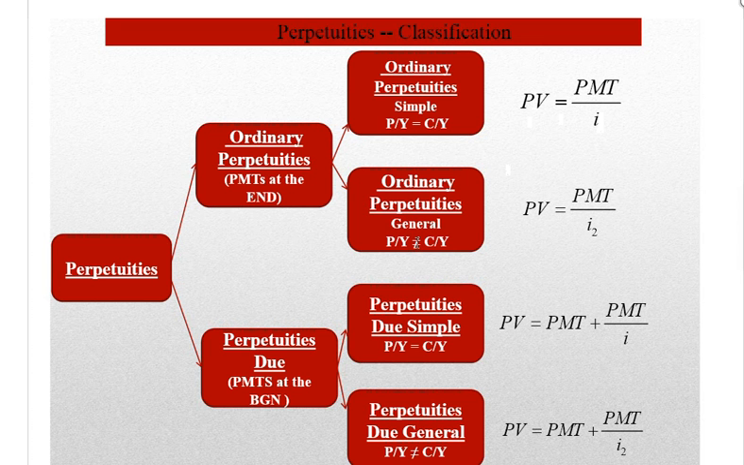For general, P over Y is not equal to C over Y, and we're only replacing I with I sub 2. For perpetuity due simple, P over Y is equal to C over Y, we're modifying this formula by adding a payment, so present value is equal to payment plus payment over I. And for general, when P over Y is not equal to C over Y, we're replacing this I with I sub 2. And for all of them, we can use a calculator with caution, minor caution.